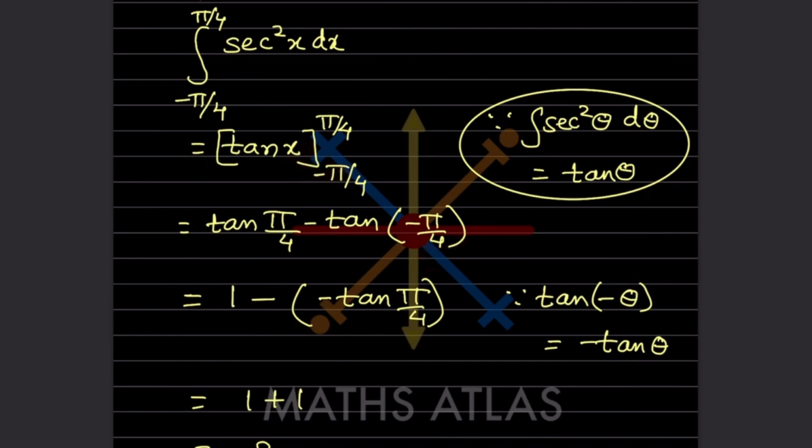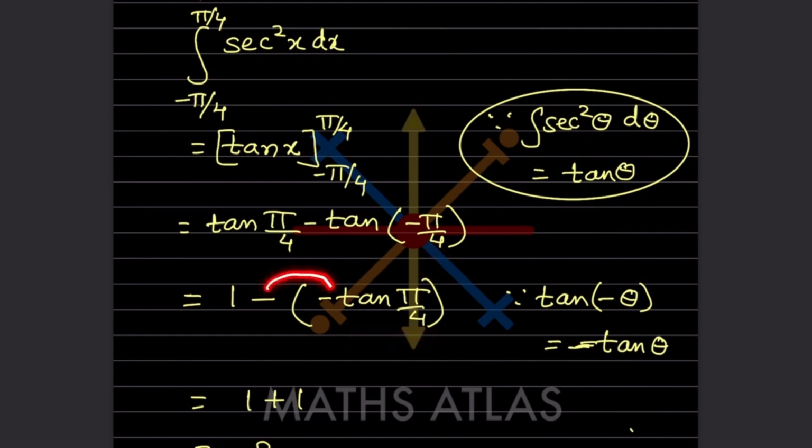So now what will you do? This was tan of pi by 4, that is 1, this minus is over here, and this tan of minus pi by 4, can you see this formula? That is minus tan theta. Hope this is clear to you. So here theta is pi by 4. So just remember this one.